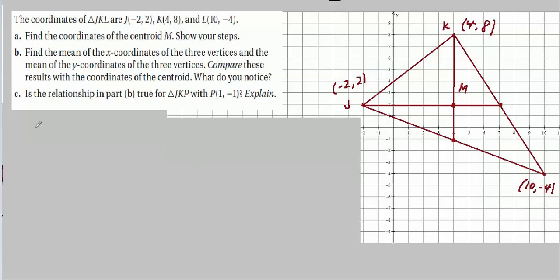Now what's the midpoint of this line segment? Well, that's real easy. We want the average of the x-coordinates. That's 4 plus 10 over 2, which is 7. And then the average of the y-coordinates, which is 8 plus a minus 4 over 2. And 8 plus a minus 4 is 4, divided by 2 is 2.